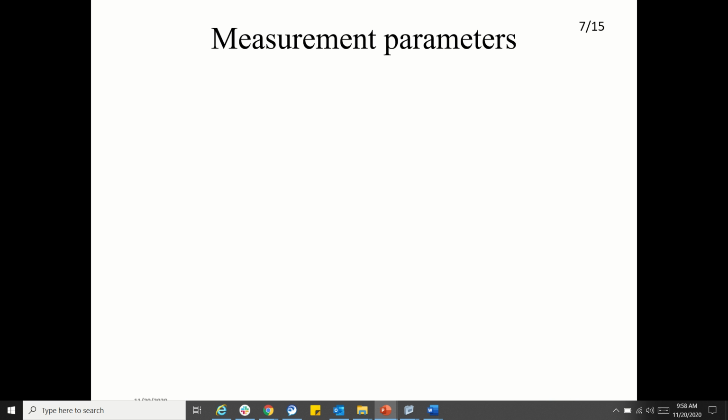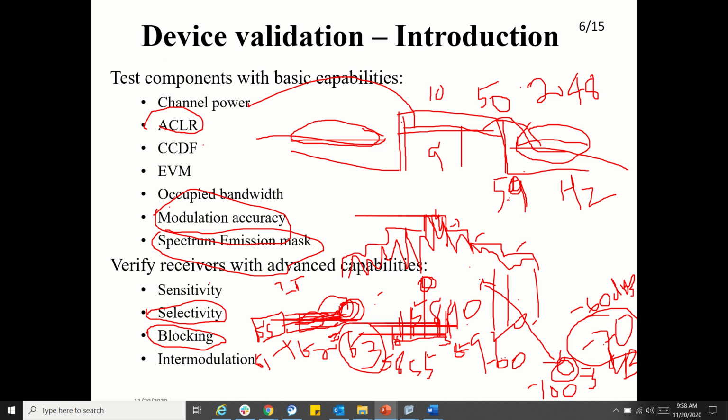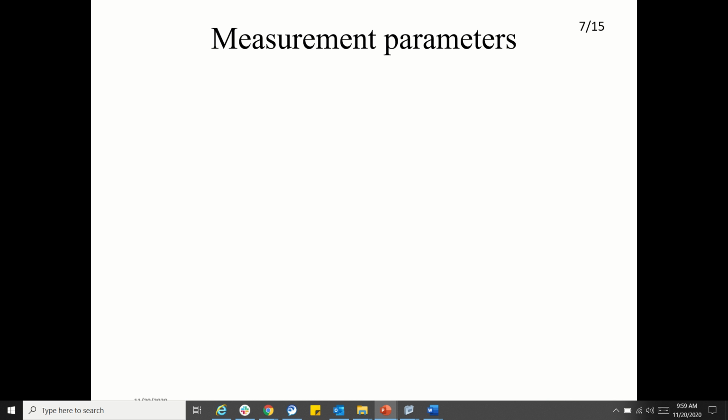So next is measurement parameters. So far we have seen an overview of the basic component capabilities, how the receiver should be, and from the receiver point of view what components are to be verified. Those we have discussed. Next we will go into the different subsets in detail. Now, measurement parameters.